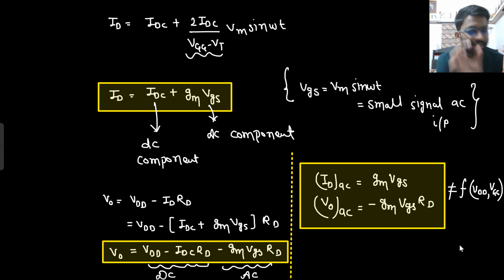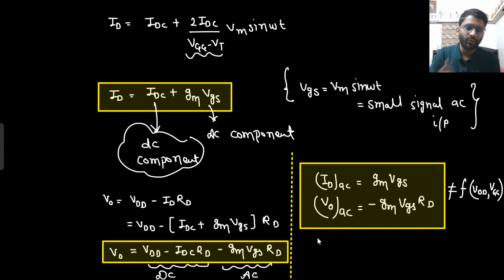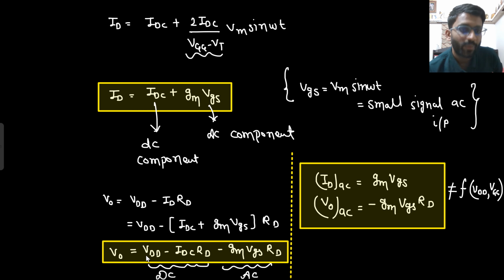Both AC voltage and AC current don't have any DC component. And what about the DC component? This is the DC component, IDC, and it also does not have any AC component. So here you got to know that both AC and DC components are independent.